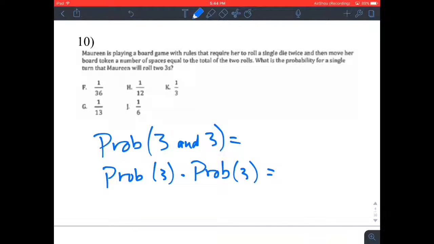On a die, there's only 1 3. There are 6 possibilities on a die. So there's a 1 in 6 chance she's going to get a 3. So what's the chance that the other die is a 3? Also 1 out of 6. So that means there is a 1 in 36 chance of her getting a 3 and a 3. Not bloody likely.